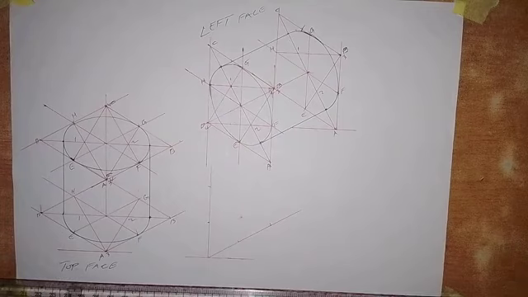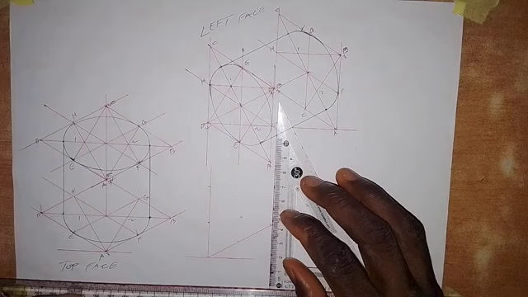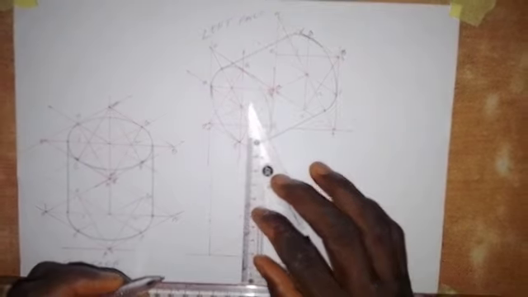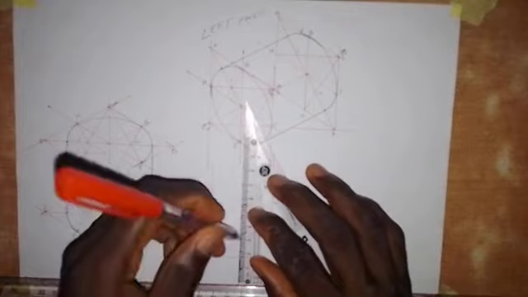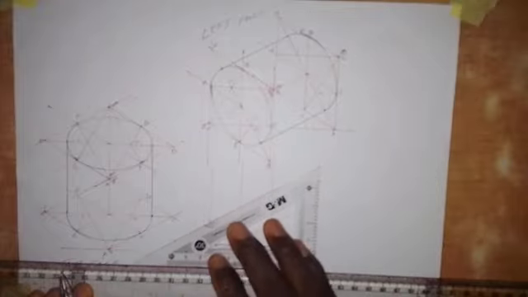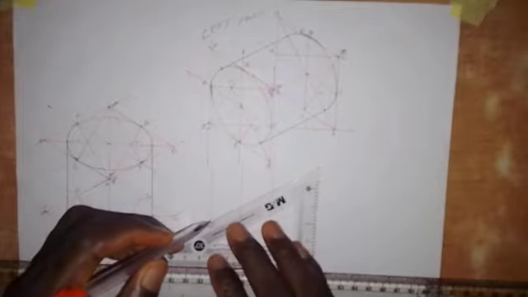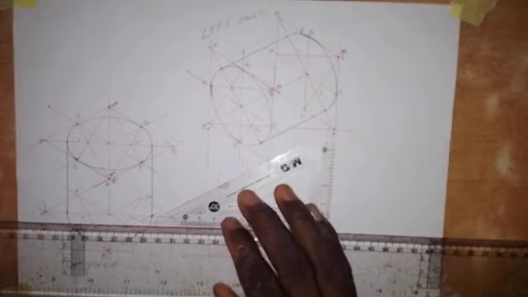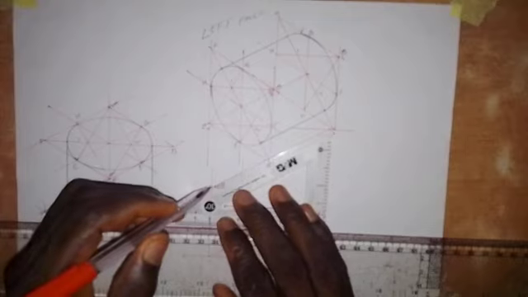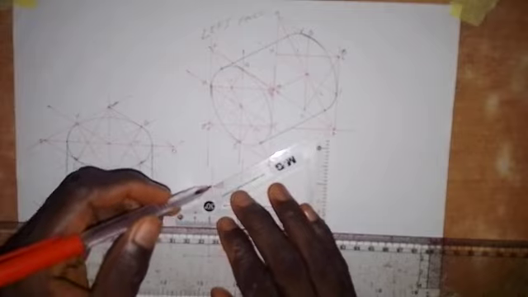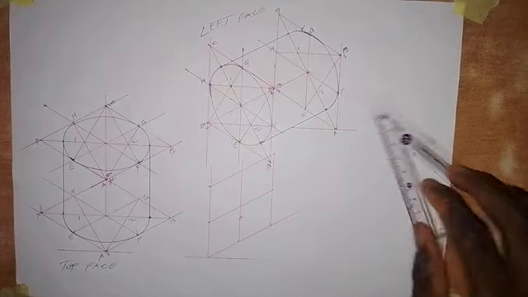The next thing that I'm going to do is that from this point here I will draw a vertical line, and at this point also I will draw a vertical line. Then turning my set square this way, I'm going to draw a line from here to touch this line, and then come up here and draw a line from this point to touch this line. So we have this.